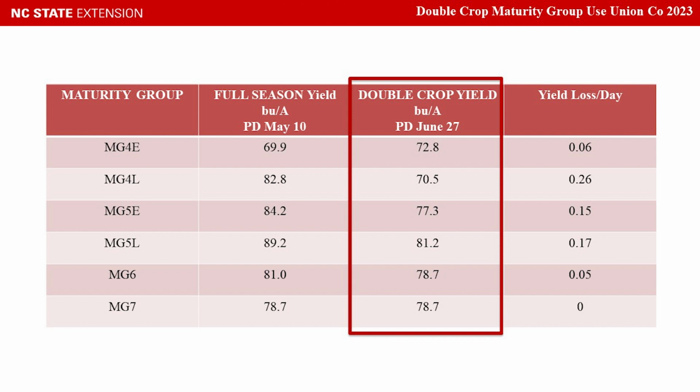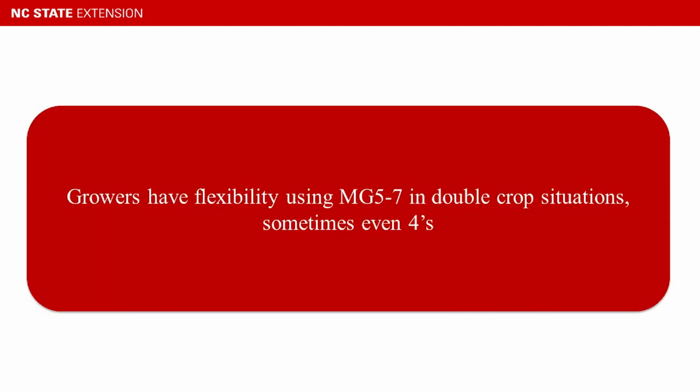That's a pretty tight yield range between the 5s and the 7s that we saw at the OVT that we often see out of our small plot research. So one thing we've learned from this research is pretty consistent, not just in Union County, but other parts of the state, is that growers have some flexibility in what they're planting in a double crop situation.